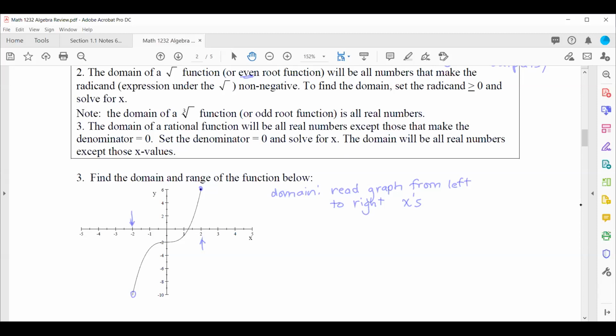But what's happening specifically at -2 and +2? The open and the closed circles tell me something different. On a graph, an open circle tells me that the point is not included in the graph or in the function. So an open circle indicates that point is not included, and a closed circle indicates that it is included.